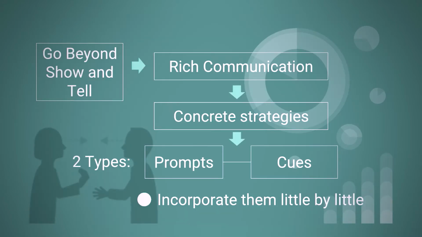We want to go beyond show and tell, so we want to embrace rich communication, and there are two types of concrete strategies to make that happen. One is prompts and the other is cues. We want to incorporate them little by little. There's a lot of them. You probably want to do some in some meetings, some in other meetings, start building them, start connecting them. So let's talk about those.